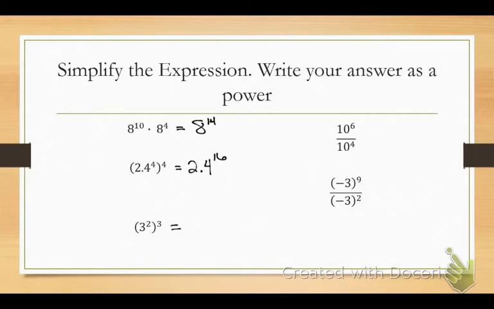2 times 3 is 6. 6 minus 4, now that I'm dividing, is 2, 10 to the second. And I threw in one with a negative base. The only thing that matters is that the base is the same. So negative 3 is the base in top and bottom, so it's negative 3 to the 7th power. Okay? So we don't have to worry, oh, it's a negative base, how do I evaluate? That's not what we're doing here. The directions specifically say write your answer as a power.